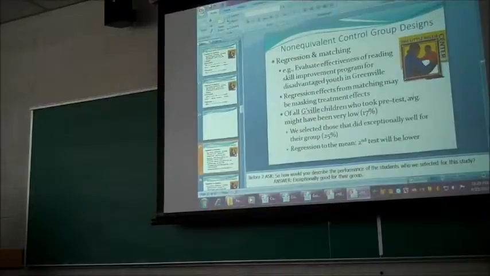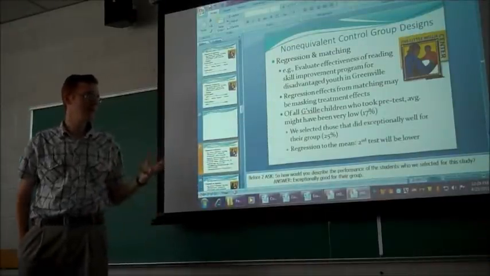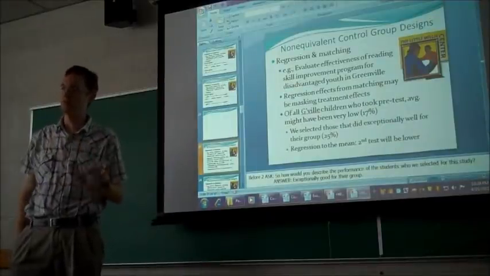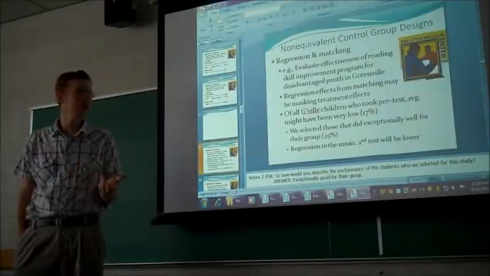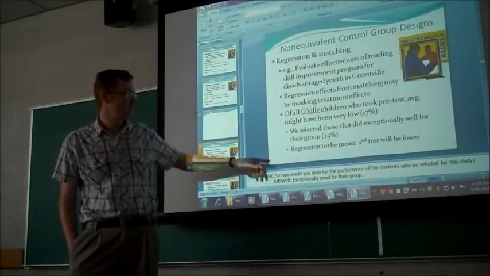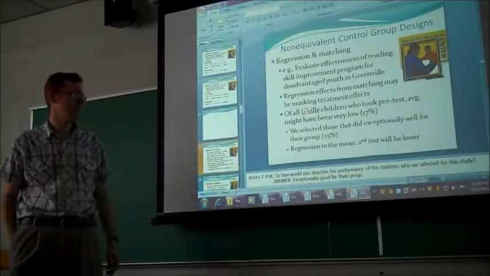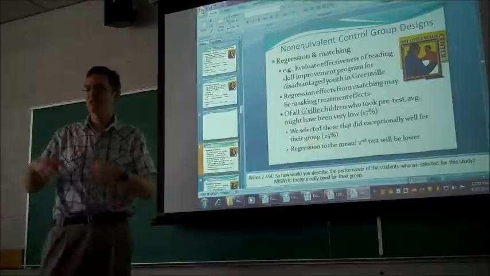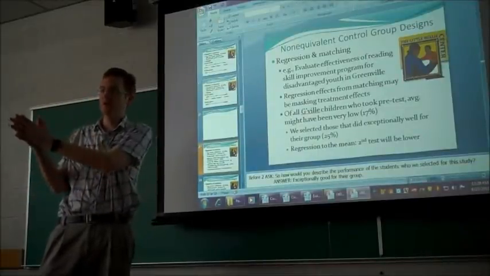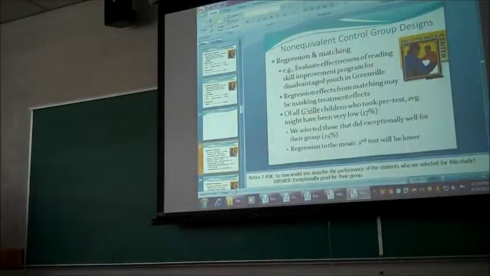And so what we said was this might be regression to the mean that we're seeing. So of the Greenville children who took that pretest, they might have just had a really low average. So we selected children that did better than we would have expected, right? They did exceptionally well for their group, for the pretest. And so regression to the mean says that we can just expect that when somebody does really well on a pretest, they won't do quite as well on the post-test. They'll go back closer to that group mean.